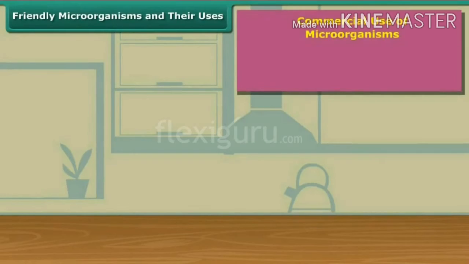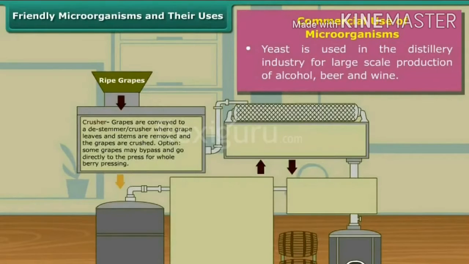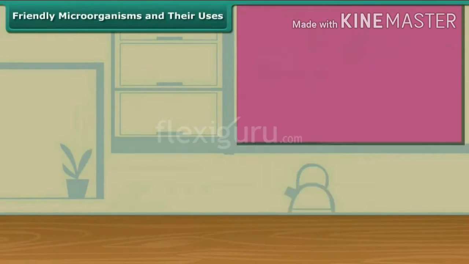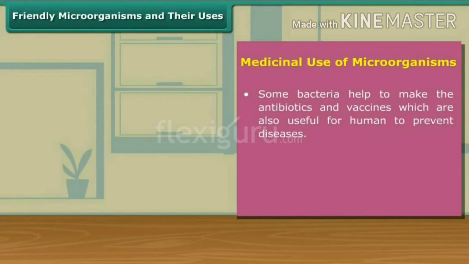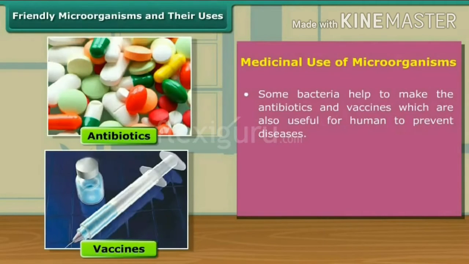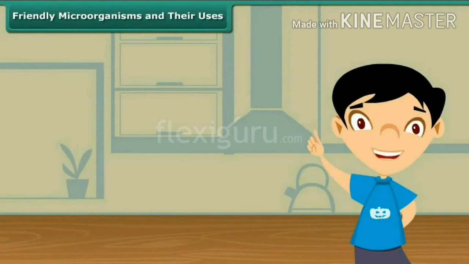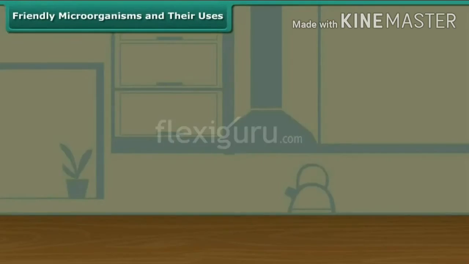Microorganisms are also useful in the commercial and medicinal fields. For instance, yeast is used in the distillery industry for large-scale production of alcohol, beer and wine. Some other bacteria are helpful in the production of antibiotics and vaccines. Vaccination is helpful in several diseases including cholera, tuberculosis, smallpox and hepatitis. Now let me tell you what other benefits are provided by useful microorganisms.